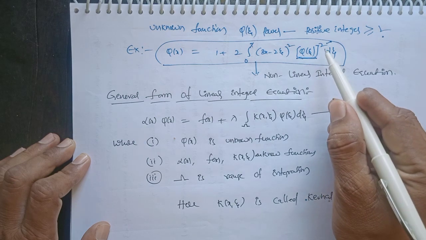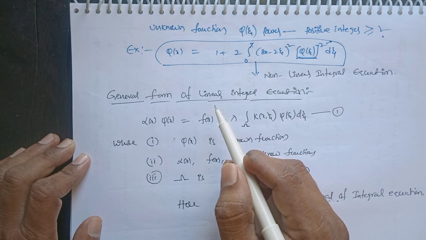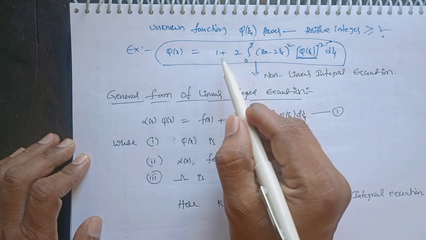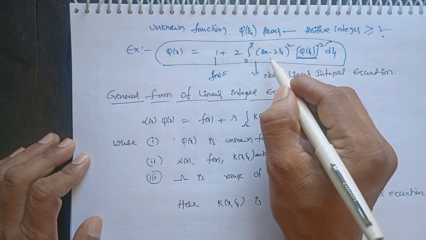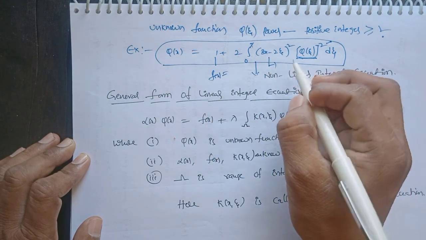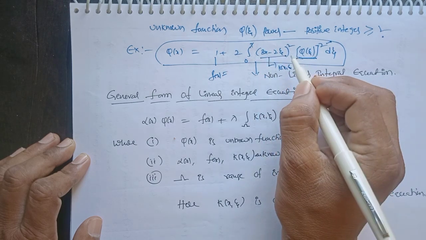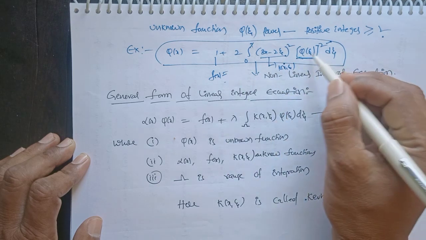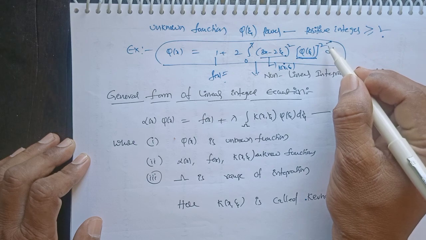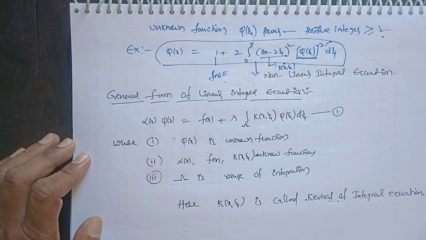If you take phi of xi whole power 3, phi of xi whole power 4, these are all non-linear integral equations. Here f of x is equal to 1, which is a known function. What is the kernel of this equation? K of x, xi is equal to (3x minus 2 xi) whole square. These two are known functions. This is the unknown function whose power is not 1, meaning any positive integer greater than or equal to 2, so this equation is called a non-linear integral equation.